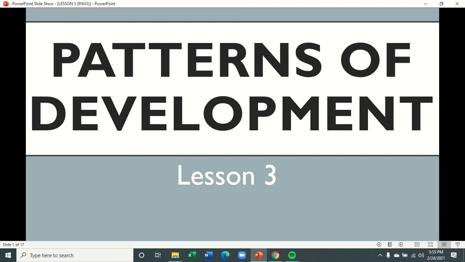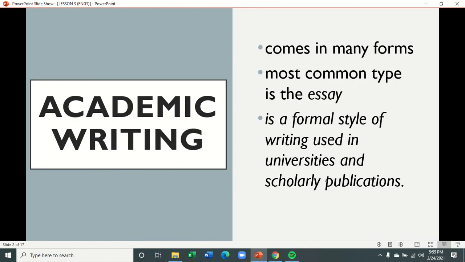Okay, good day everyone. So this is just a recap about the patterns of development that we did discuss. So when we say patterns of development, again, it is a way to logically organize the ideas presented in a composition.